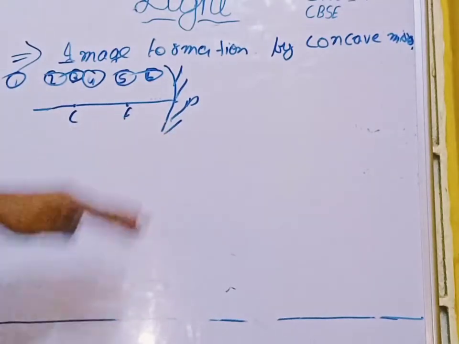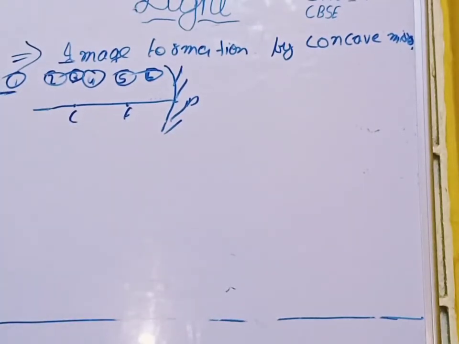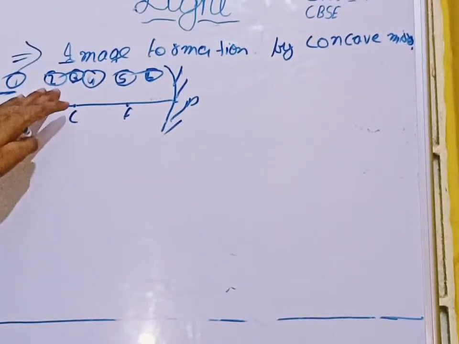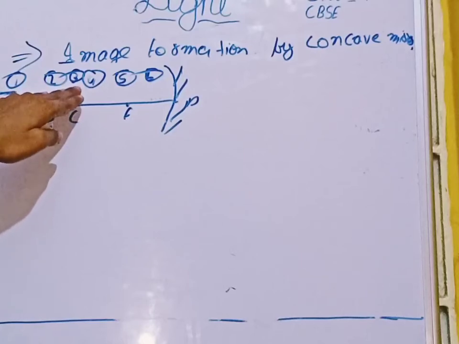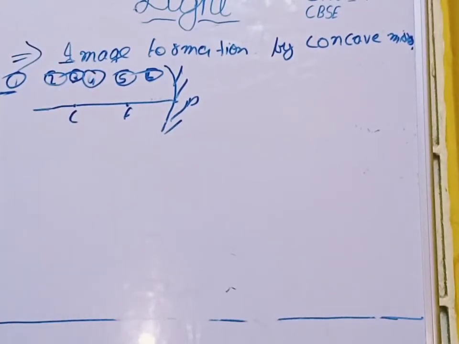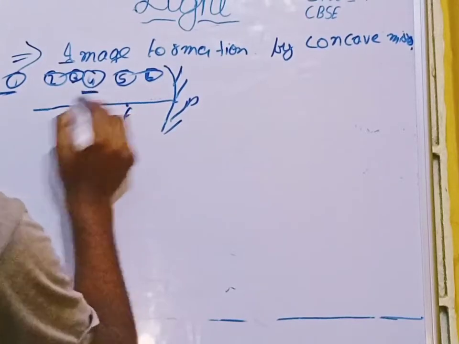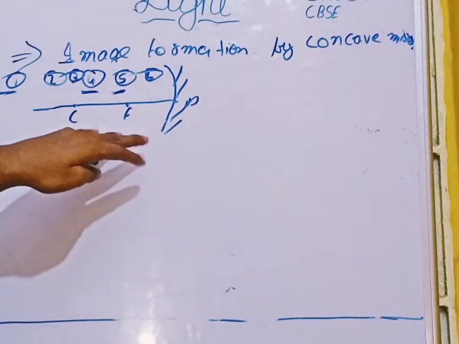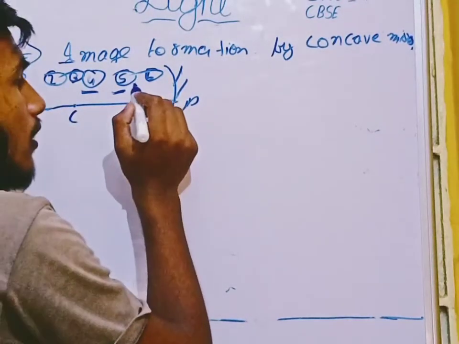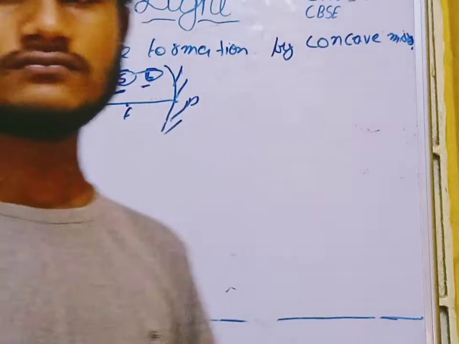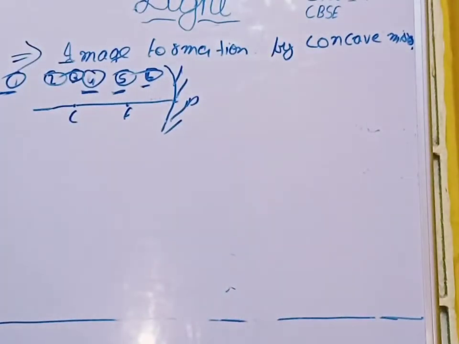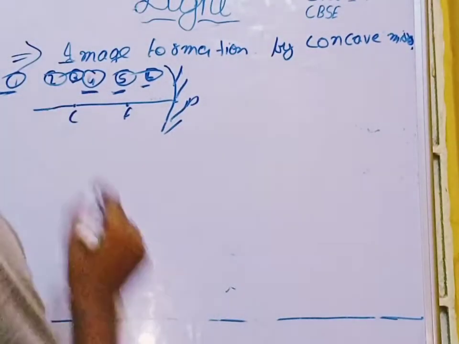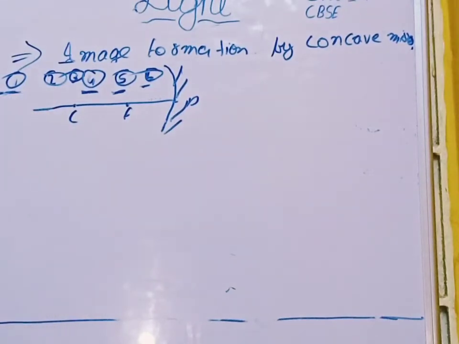Now we have to see the positions. If the object is kept at infinity, this is beyond C, this is at C, this is between F and C, this is at F, and this is between F and P. Now we have to see that when the object is kept at infinity, the image is formed at F.